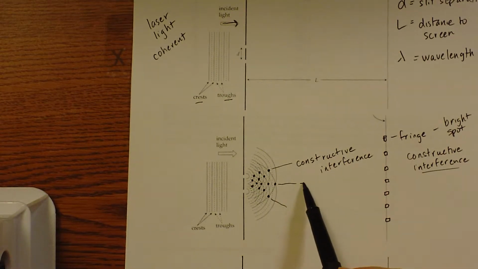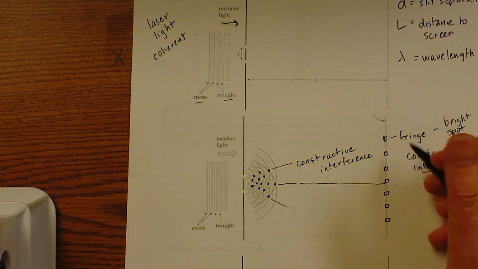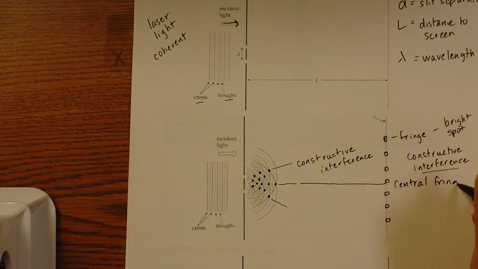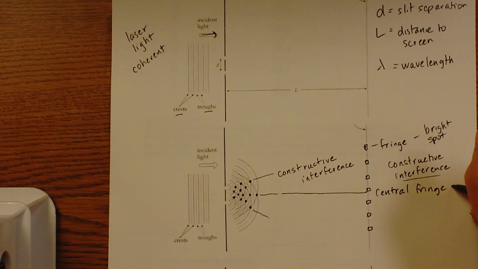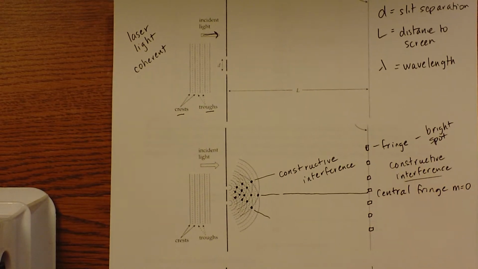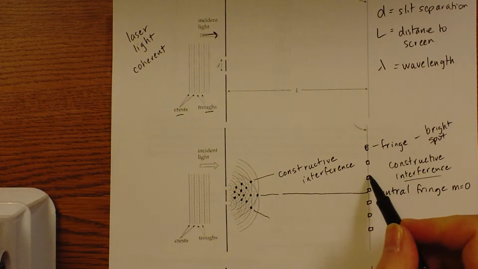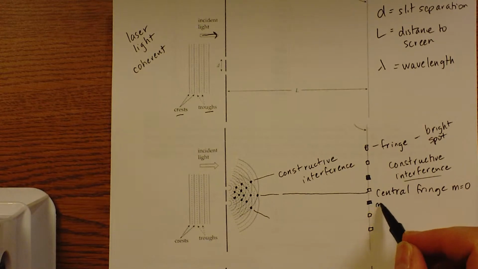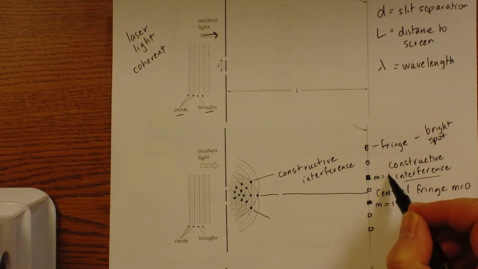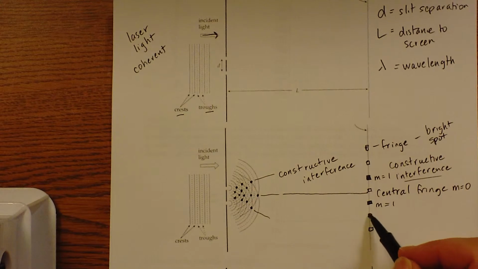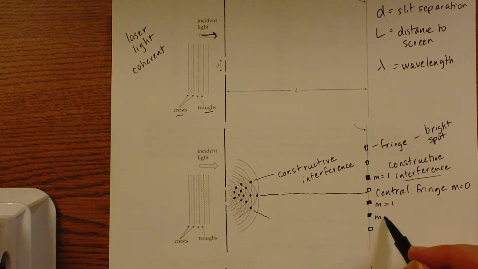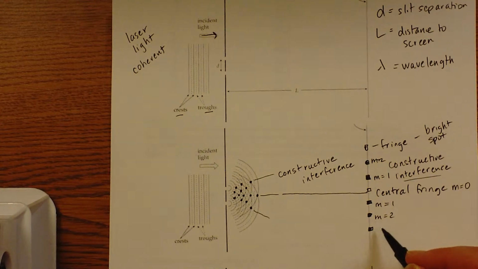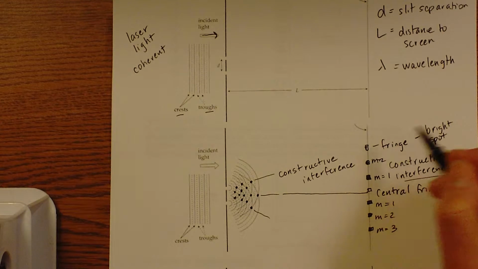So when these bright spots are created, the central one is called the central fringe. And we number it as fringe m equals 0. And then when we go out one fringe up and one fringe down, we number those the first fringe, m equals 1. And then if I go out another fringe, I'm going to number that m equals 2, and so on. So this would be m equals 3, my third fringe out.